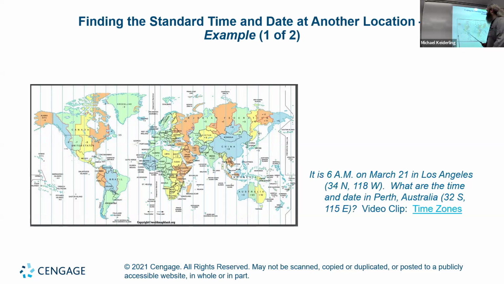If we go the other way, east, 1, 2, 3, 4, 5, 6, 7, 8, 9, 10, 11, 12, 13, 14, 15, 16. We're in Perth, Australia. Here we don't cross the international date line, so we just add 16 hours. 16 hours to 6 a.m.: 6 plus 16 is 22, but we're over 12, so we subtract 12, and we get 10 p.m.